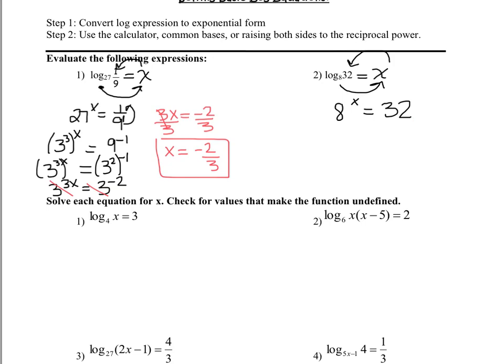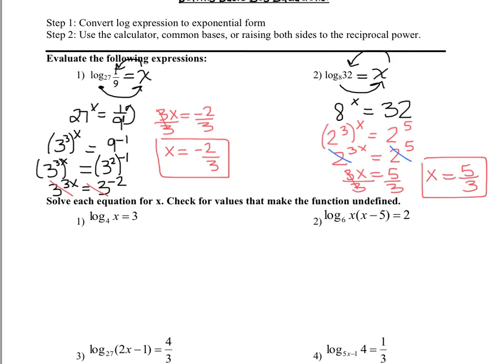I'm thinking we can use a base of 2. So 8 is the same thing as 2 to the third. We want to raise that to the x power. 32 is the same thing as saying 2 to the fifth power. I can distribute the exponent. So I get 2 to the 3x equals 2 to the fifth. I can cross off the common bases, and I'm left with 3x equals 5. Divide both sides by 3. My final answer is 5 over 3.